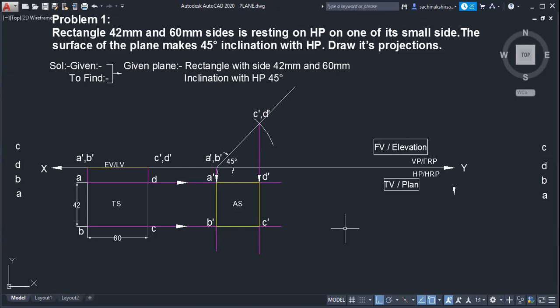Likewise, we can conclude here: a rectangle was given, we have given its inclination, and its apparent shape is a square of 42 mm side. For information, you can write that the apparent shape is a square of 42 mm side. It is not asked to describe its apparent shape at all, still you can describe. Are you getting this simple problem? Yes, sir. Any problem in this?